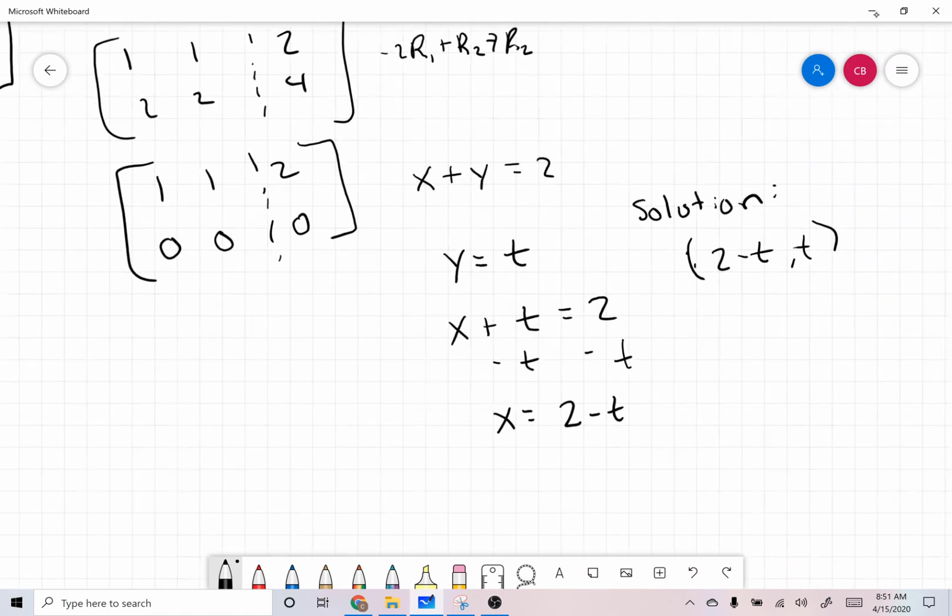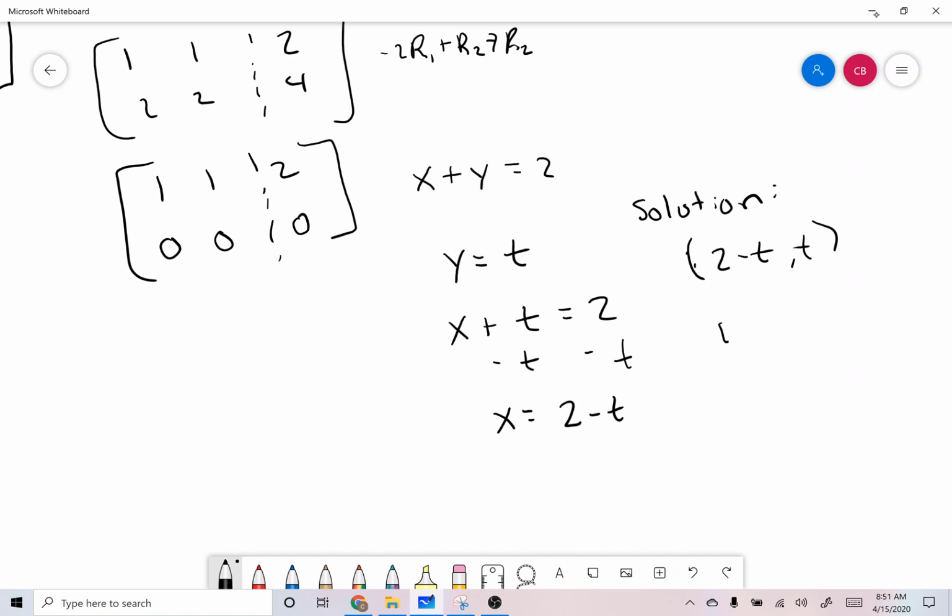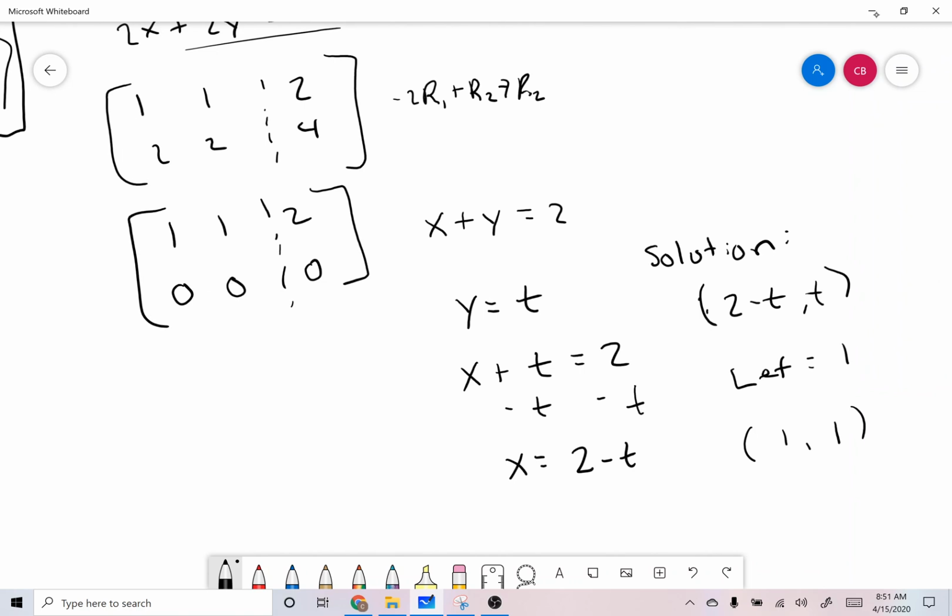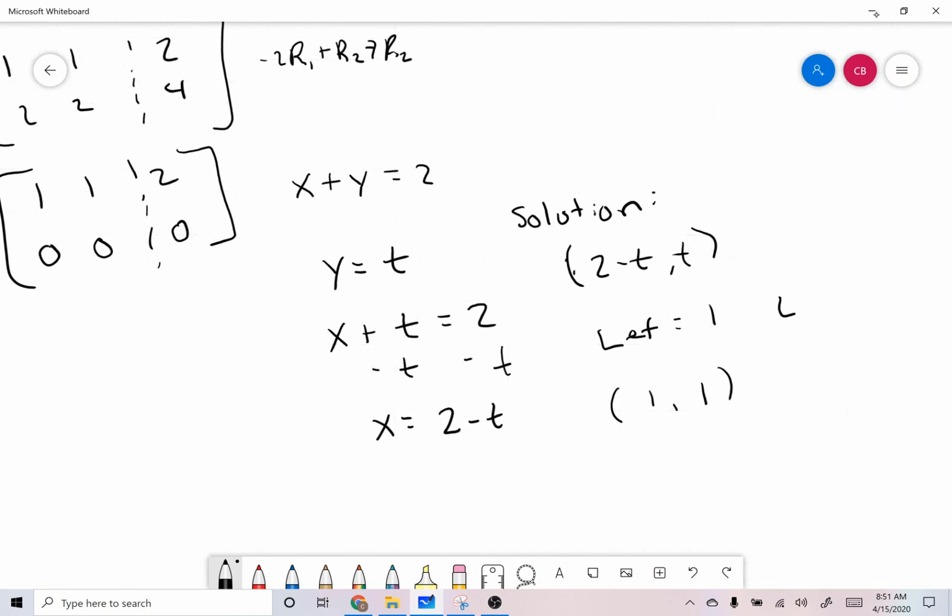So what does this mean? This means that if I pick t as 1, let t equal 1, then we have 1, 2 minus 1 is 1, so (1, 1) is the solution. If you plug (1, 1) into that, oh look, 1 plus 1 is 2, 2 plus 2 is 4.